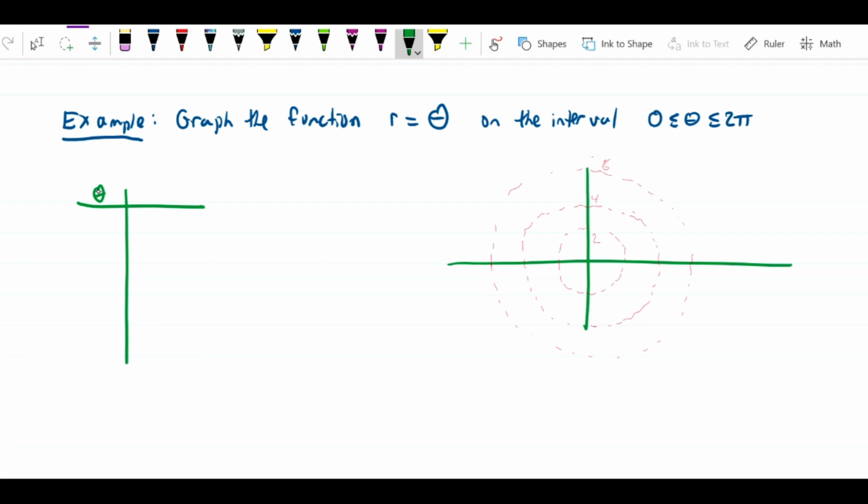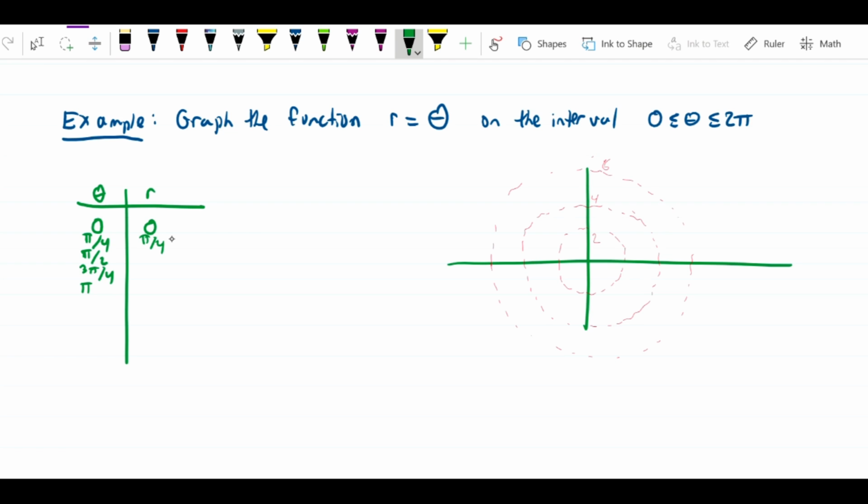Theta is the independent variable, so let's put in theta: 0, pi over 4, pi over 2, 3 pi over 4, and pi. Since r equals theta, when theta equals 0, r equals 0. When theta equals pi over 4, then r equals pi over 4.